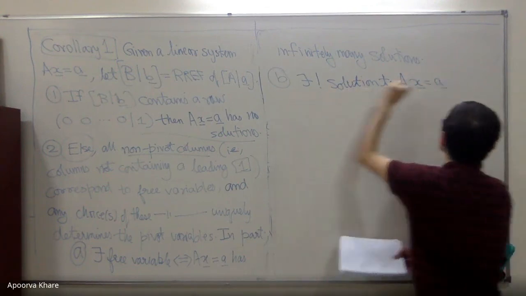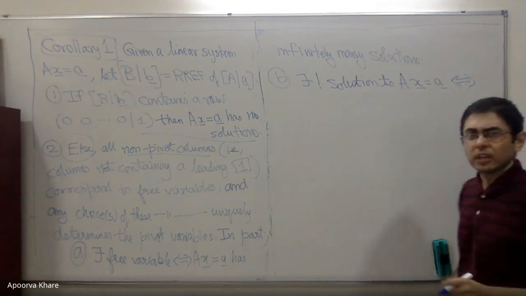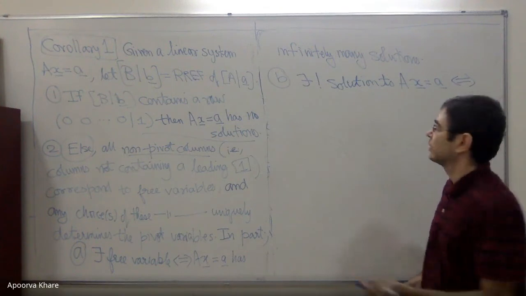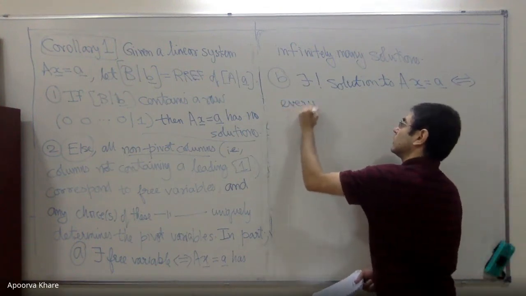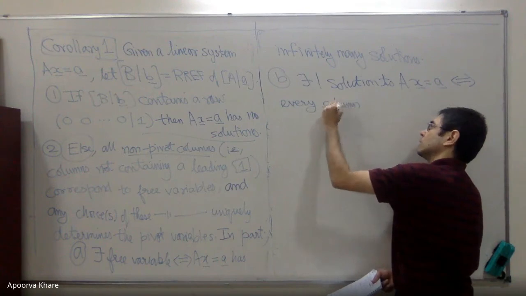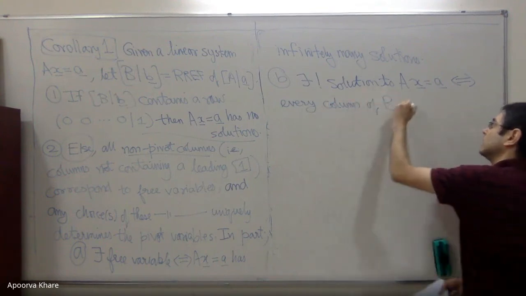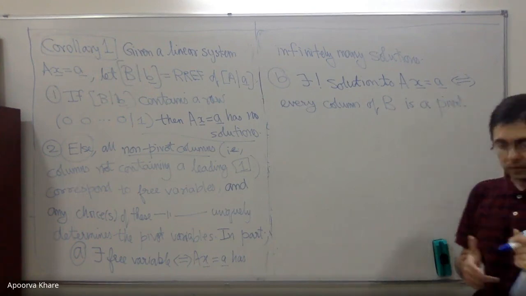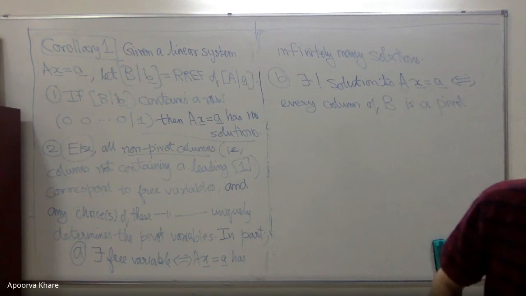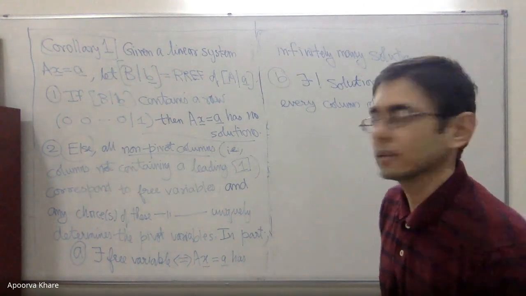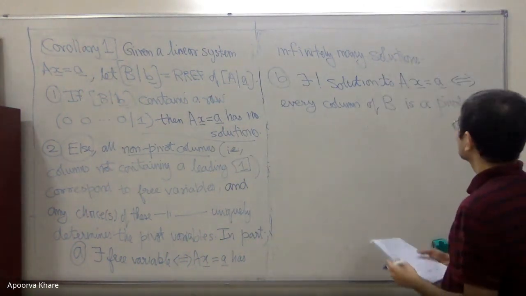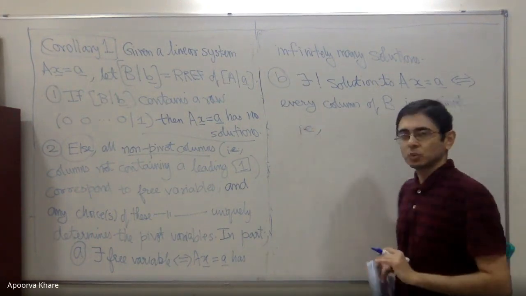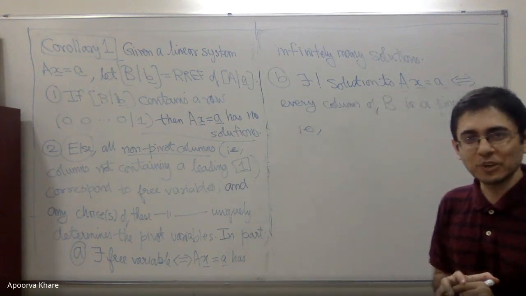If and only if, what happens? Well, there are no free variables, which means every column of the row reduced echelon form in B must be a pivot column. How can that happen? What kind of row reduced echelon form matrices have pivots like this? Think about it for 2 seconds. You can pause the video.